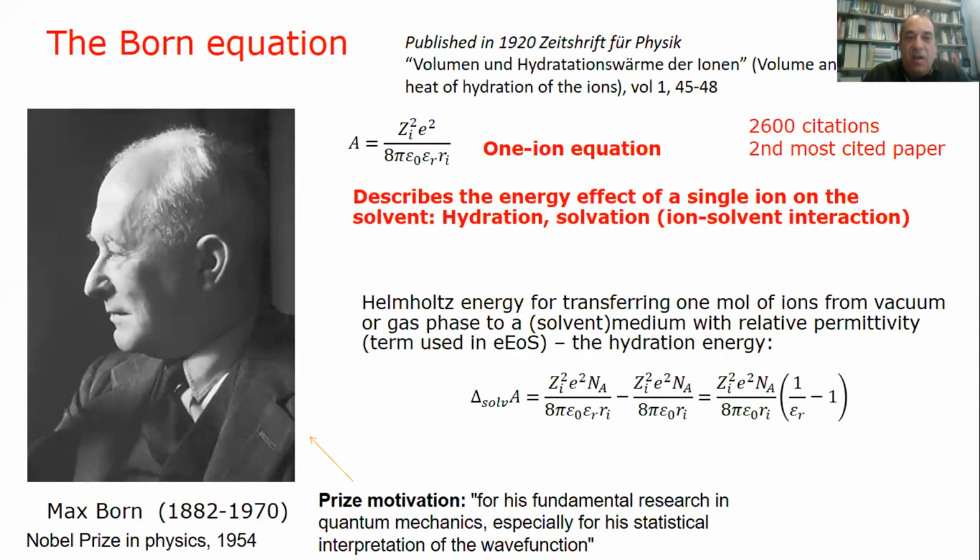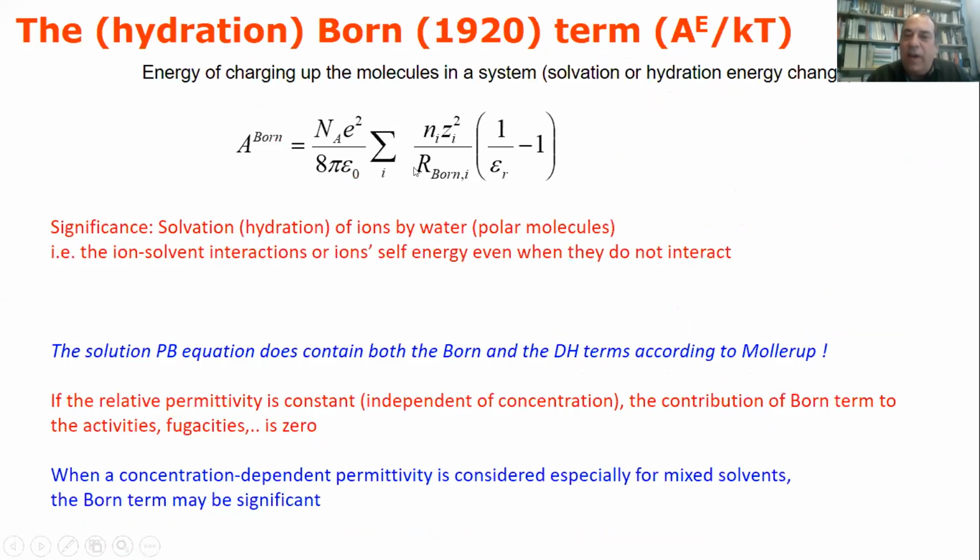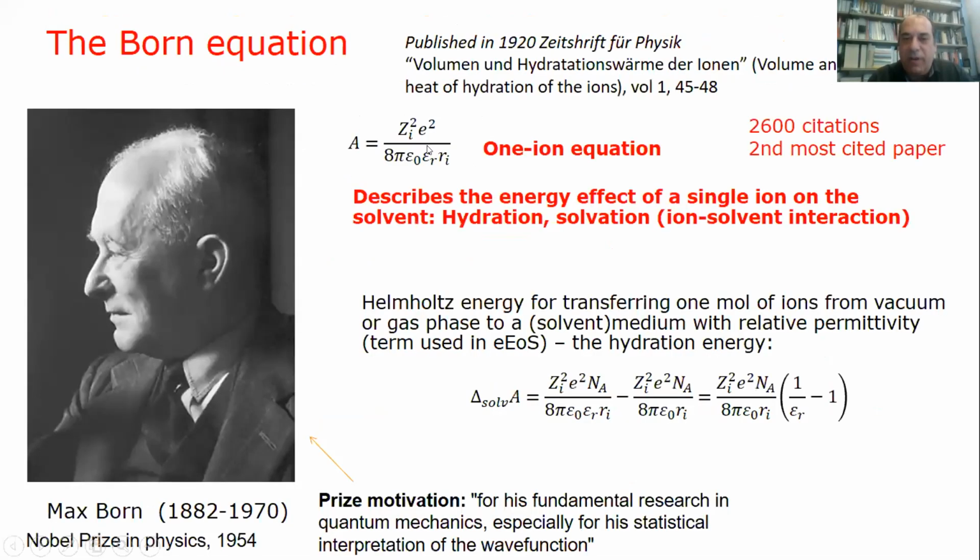The Born equation, I've mentioned very briefly before. This is Max Born. He's not mostly known for the Born equation, and that's not why he received the Nobel Prize in Physics. But the Born paper from 1920 is actually his second most cited paper. And he presented this one single ion equation for the ion charging, or for the transferring of moles from the gas phase to the solvent medium. He never really presented this equation with a summation over all ions. And my colleague Kai Thompson, whenever he hears Born equation and sees everybody in the thermodynamic community using this equation, tries to tell me again and again that this is not the Born equation. This is the Born equation, this and this.